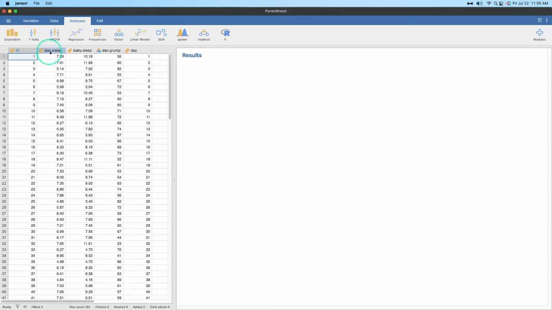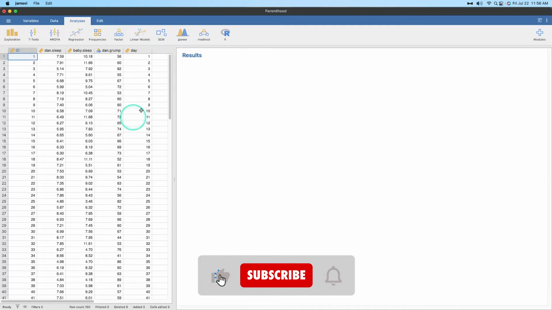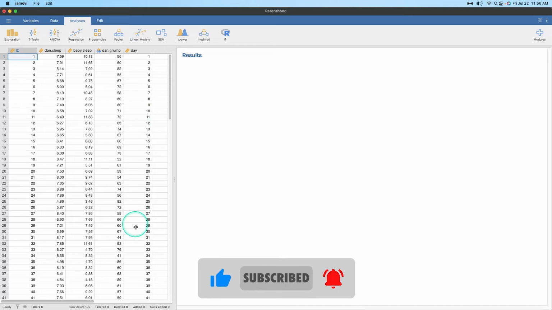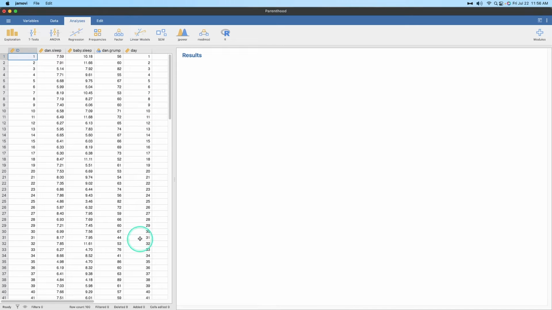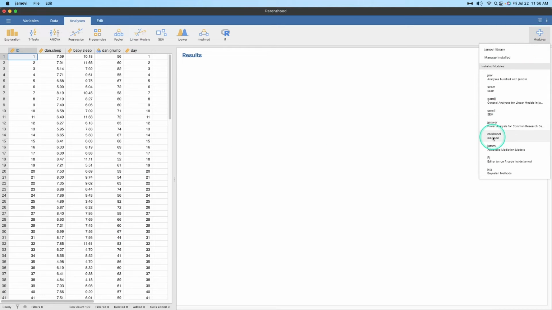It opens the data set, and we have the amount of hours Dan the dad gets of sleep, the amount of sleep his baby, an infant, is getting, and then the amount of grumpiness that Dan has. Day and ID are not going to be used because they are essentially count variables, so we're not going to use them. The other thing that you need to do this moderation, now moderation does not come in the standard Jamovi package. You have to add a module. So you go up to module and it's called medmod. Med for mediation, which we just did in the last video, and mod for moderation.